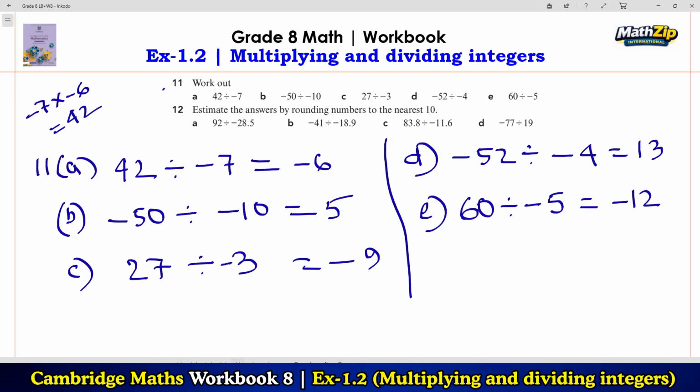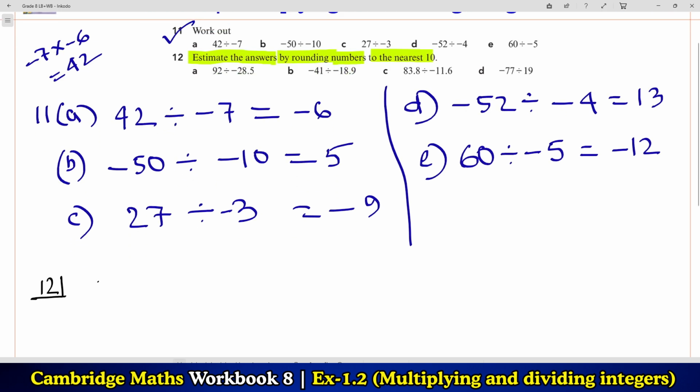So number 11 has been done. Number 12. Estimate the answers by rounding numbers to the nearest 10. What is nearest 10? Here is the number 12. Nearest 10, like if we get the result 99, the nearest 10 is 100. If the result is 92, the nearest 10 is 90. Okay, so once it becomes more than 5 or equal to 5, we will count the next number. So let's see what will be the result of question 12.